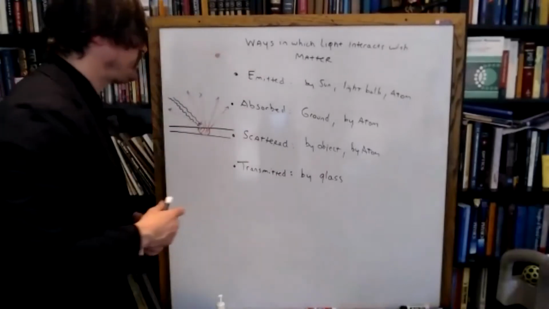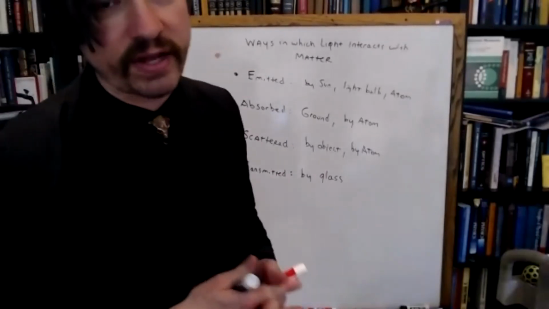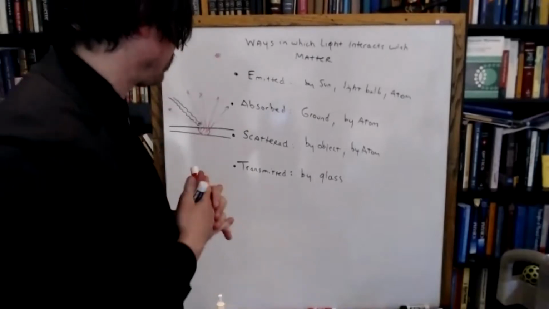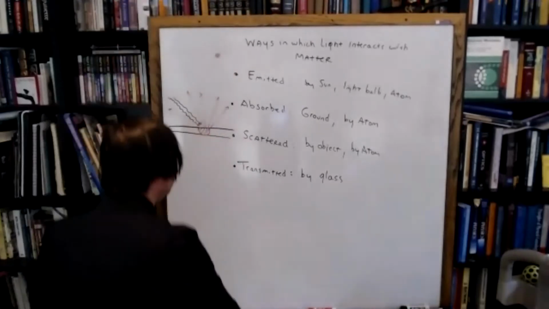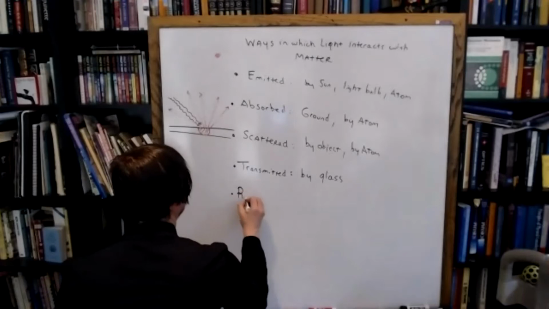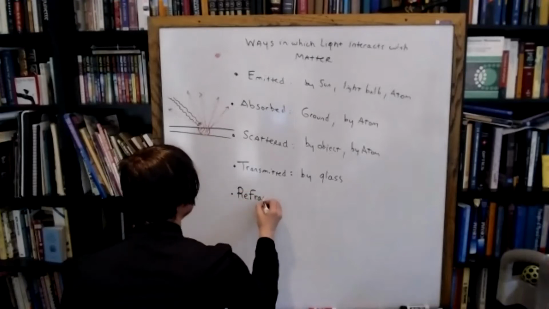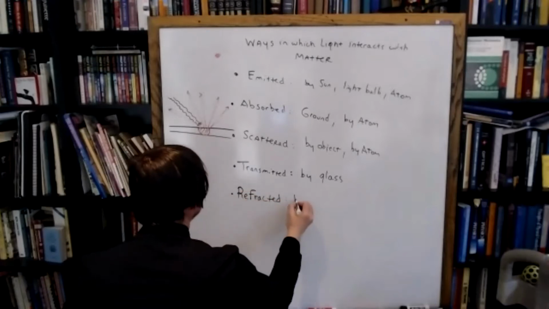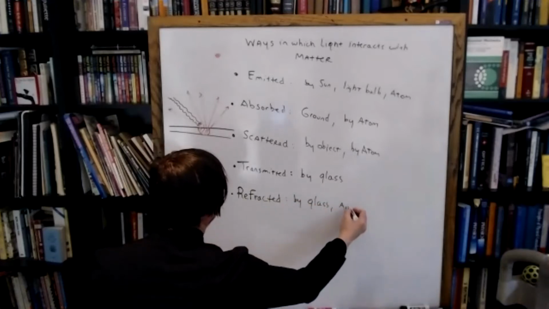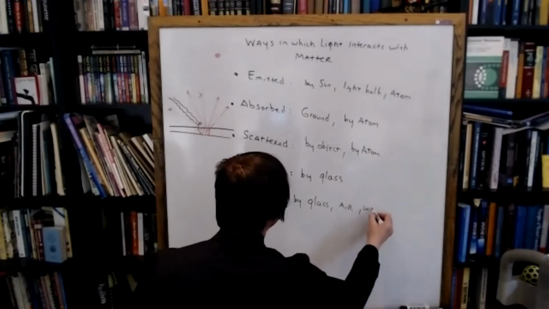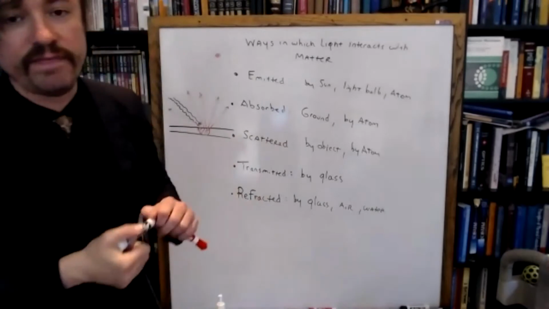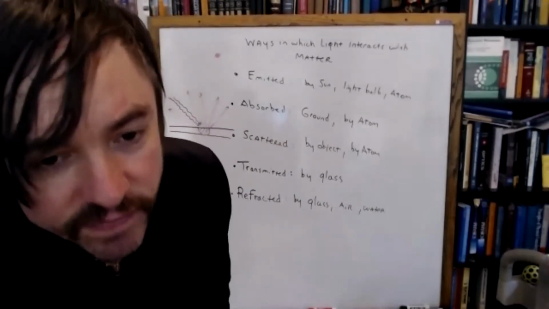In addition to transmission, there are some other more complex interactions between light and matter that it might be worth talking about. So light can be refracted, as if, say, by glass, or by air, or by water. And you guys may remember that our lab on Monday involved building a telescope called a refractor.